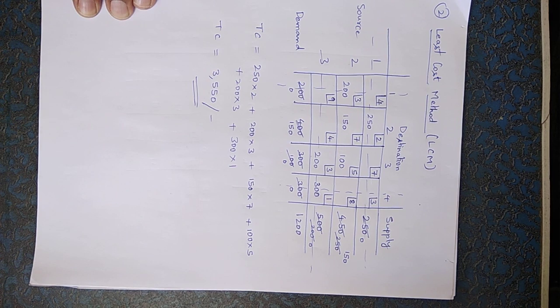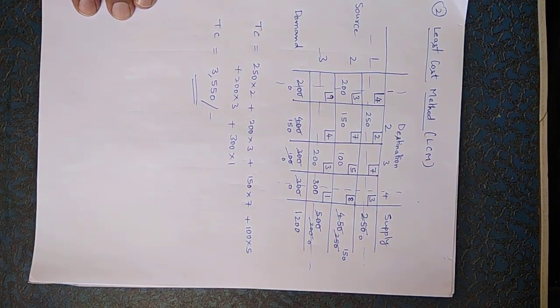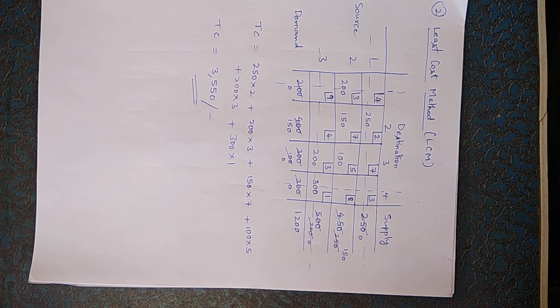So here we can observe that the total cost is better, or I can say reduced, compared to what we found in northwest corner method, which was 4,750. So by using least cost method, we have saved a lot of rupees compared to northwest corner method.